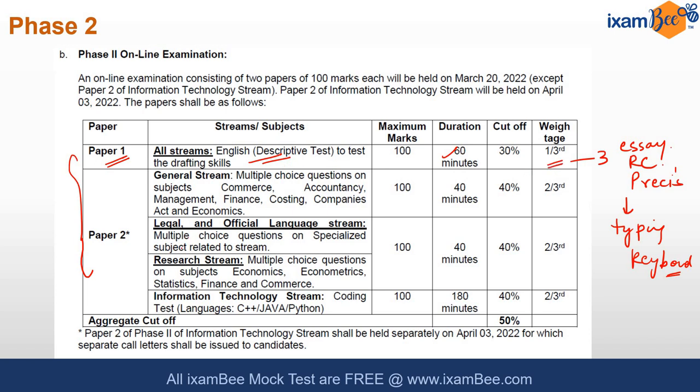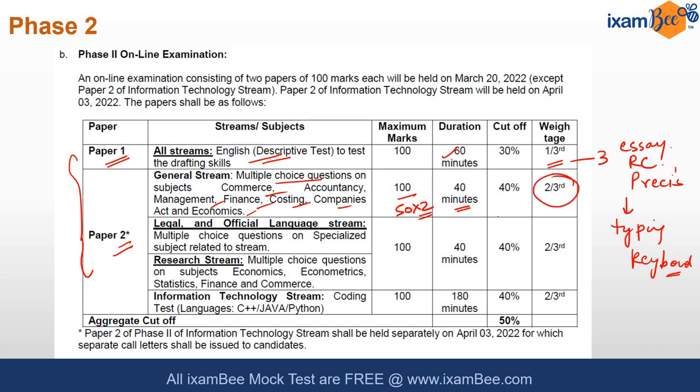The second paper is actually the same as what it was in phase 1. Your paper 2 is the same multiple choice questions of 100 marks. That means 50 questions of 2 marks each, the same way as it was in your phase 1. 40 minutes you will get. The topics are also the same: commerce and accountancy, management, finance, costing, companies act, and economics. And this will have a 2/3 weightage.